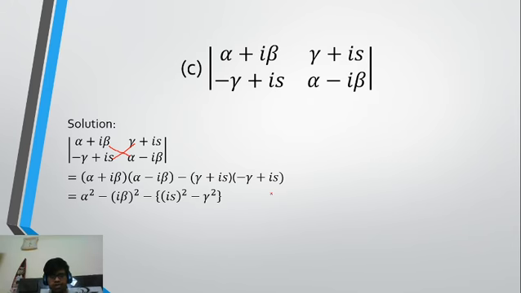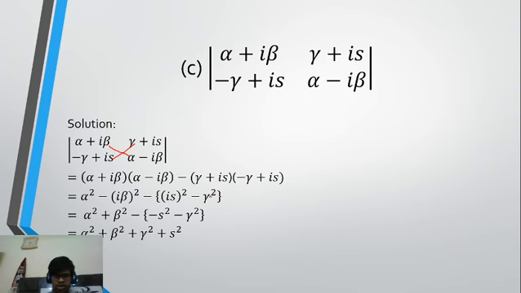Now what we have to do is, iota square is equal to minus 1. As iota square is equal to minus 1, this minus will become plus. Similarly, here iota square is minus 1, so we have minus s square minus gamma square. Now this minus will go inside and make all the terms positive. Therefore, the answer is alpha square plus beta square plus gamma square plus s square.